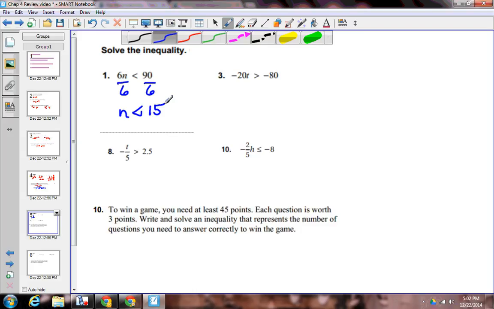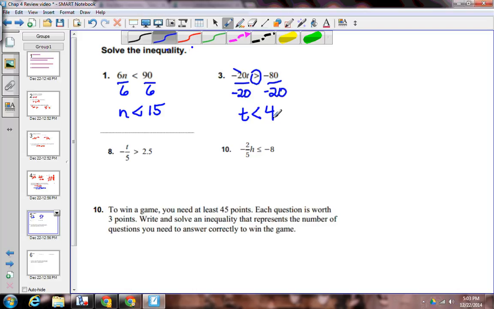For number 3, we are multiplying t by negative 20. So in order to get 1t, we have to divide by a negative number, negative 20. So I'm going to circle my symbol to remind me that I have to flip it. So now on the left we have t. Now we flip our symbol to a less than, and negative 80 divided by negative 20 is 4.